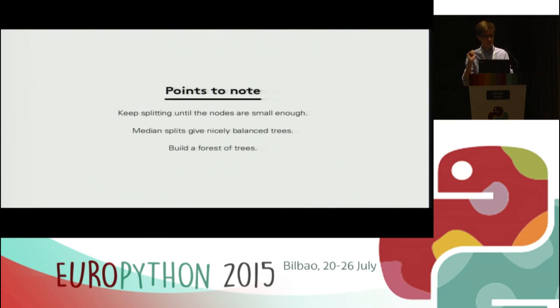So the first point is keep splitting until the nodes are small enough. You don't take a fixed number of splits, you just build a binary tree, and you split, and you split, and you split until you've reached your stopping criterion, which is that the bucket contains X number of points. When that happens, you stop splitting, and you take that tree. So that's the first point.